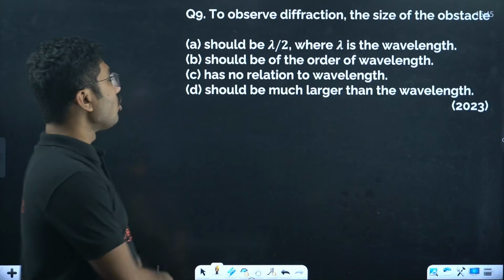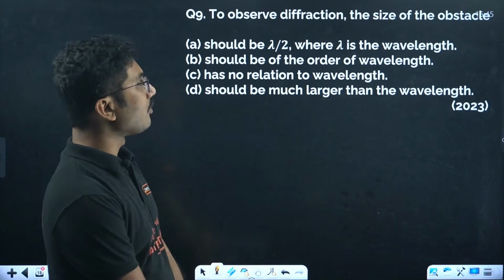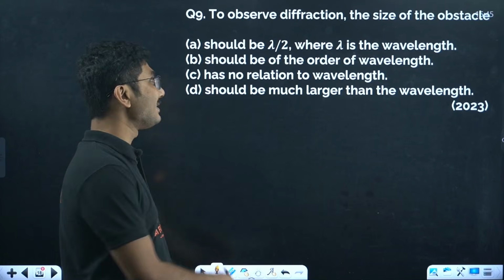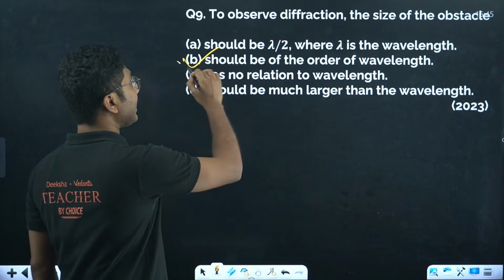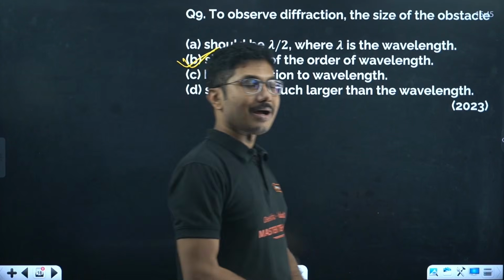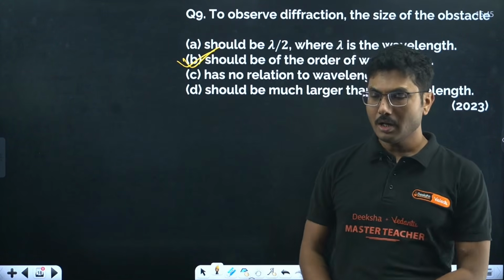Next, to observe diffraction, the size of obstacles should be. This question is also asked in KCET. Should be lambda by 2, or of the order of the wavelength? We know that to observe diffraction, the slit width should be of the order of the wavelength.